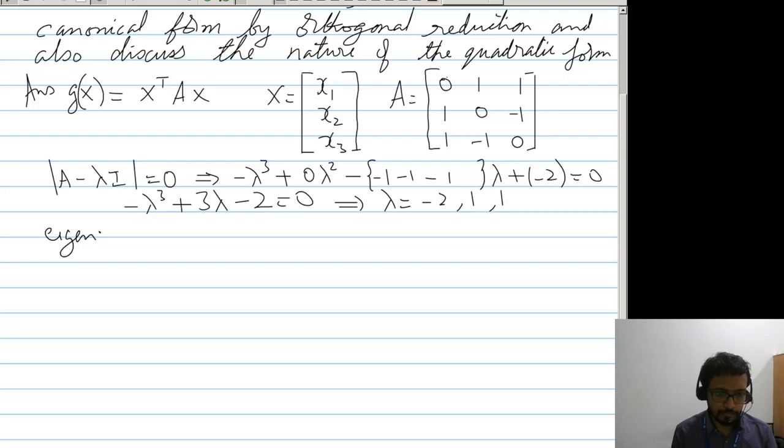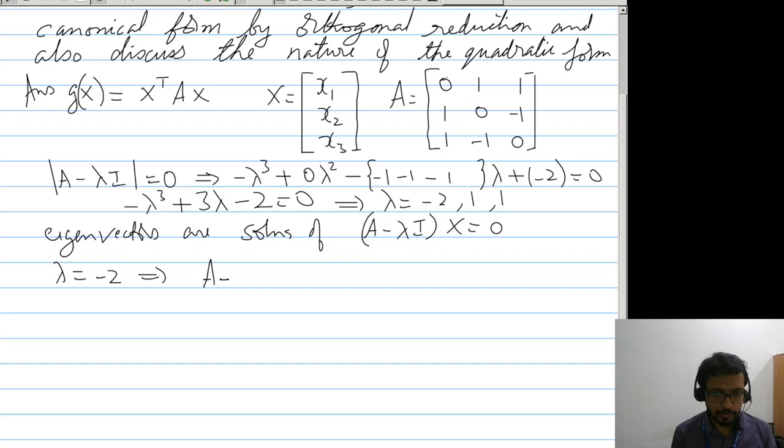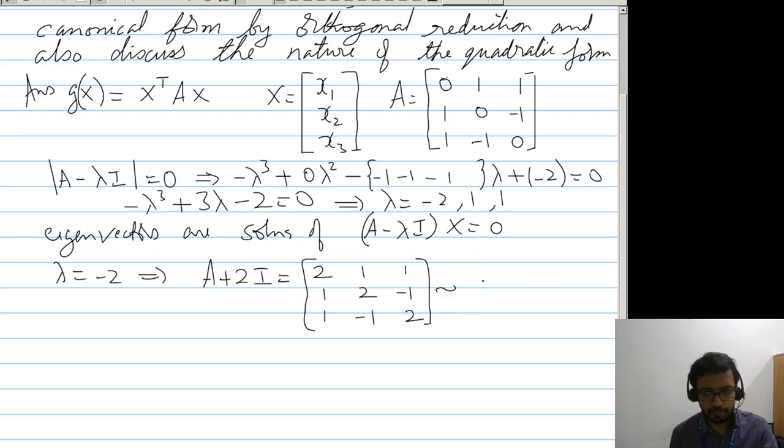The eigenvectors are solutions of A minus lambda I into x equal to 0. Lambda equal to minus 2 implies A plus 2I equal to 2, 1, 1, 1, 2, minus 1, 1, minus 1, 2. Using row transformation, we get the echelon form to be 1, 2, minus 1, 0, minus 3, 3, 0, 0, 0.